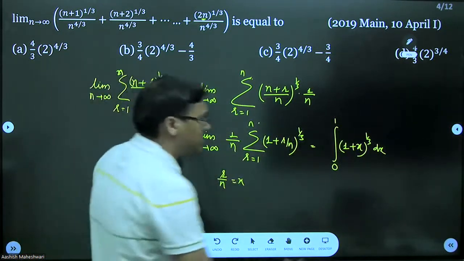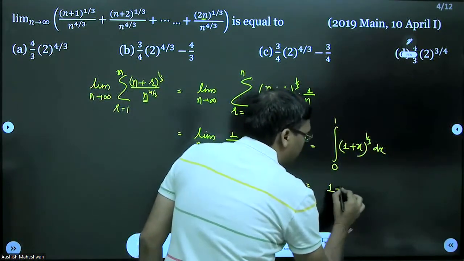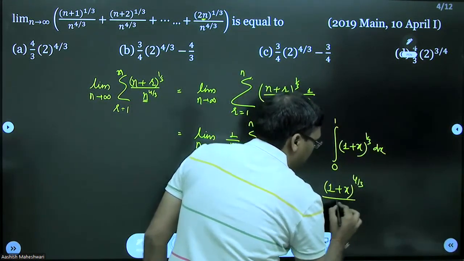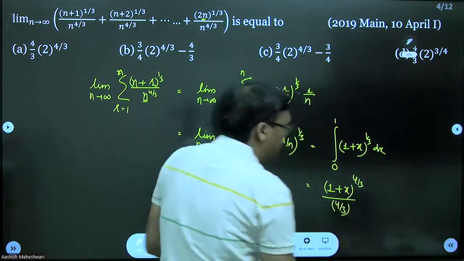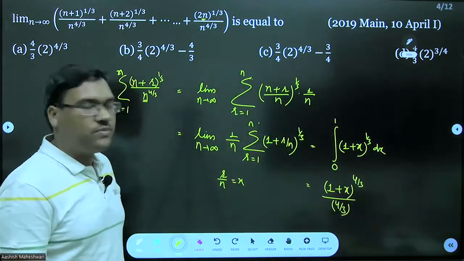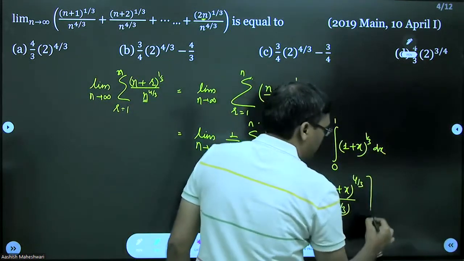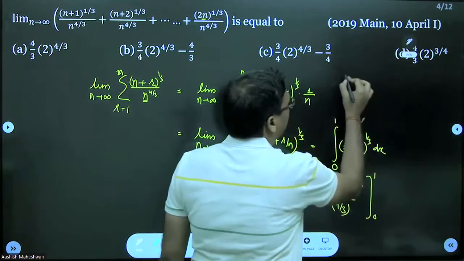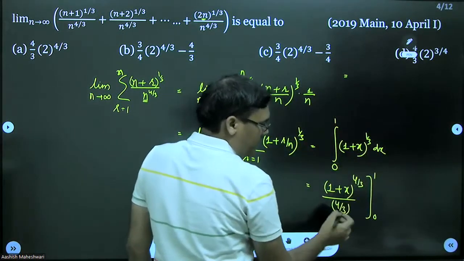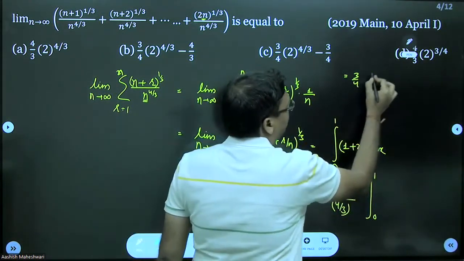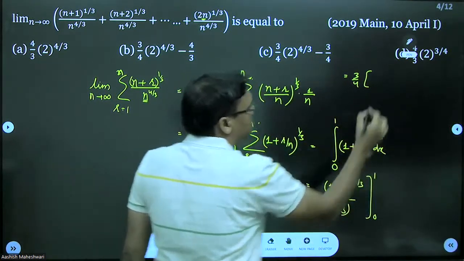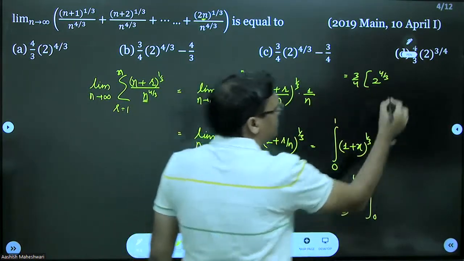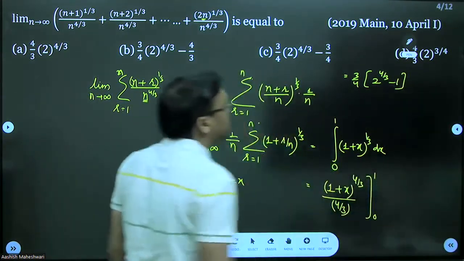So what is the answer for this? You can directly integrate this. This is 1 plus x raised to 4 by 3 divided by 4 by 3, from 0 to 1. So what is the final answer? I'll just write it here. If I put x is equal to 1, this will be 3 by 4. If I put x is equal to 1 here, this is 2 raised to 4 by 3. If I put x is equal to 0, this is minus 1. So this is the answer.